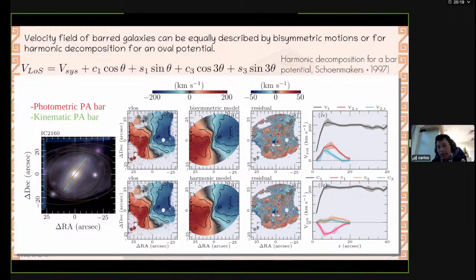But in a similar way, we can model a bar galaxy with a harmonic decomposition, assuming a harmonic expansion for a second order perturbation, which would be this expression. So basically, both of these models try to replicate the line of sight velocity observed in barred galaxies.